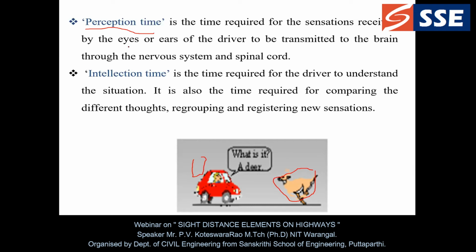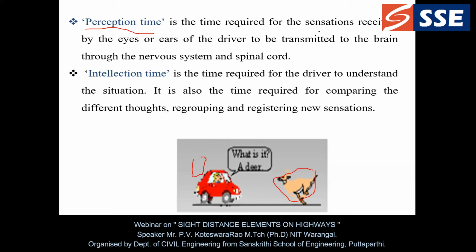And then intellection. First we need to receive the sensations and they have to be transmitted. Once that is transmitted, the intellection process starts in the brain. The brain is going to analyze what the object there is. Oh, an object is there. So what type of object is it? Why am I mentioning the type of the object? Based on the type of the object, we need to react quickly.